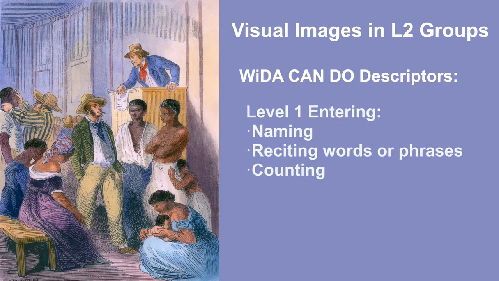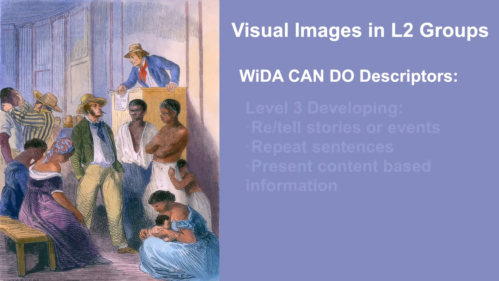At level 1, entering, students can name pre-taught objects, people, or pictures. They can recite words or phrases from pictures of everyday objects and oral models. In this case, the students could count the pictures. They could point to the picture and say woman, man, child, baby, slave, slave owner, even good or bad.